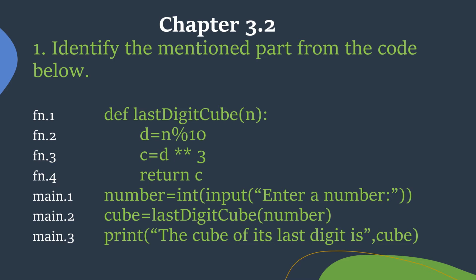So we have to just identify certain things from this code. For that purpose, I have given some names to the line numbers. The first line is fn.1, because that is part of the function definition. So the function lines I have named fn.1, fn.2, fn.3, fn.4. And the main parts are main.1, main.2, and main.3. So there are a total of 7 lines of code in this program.